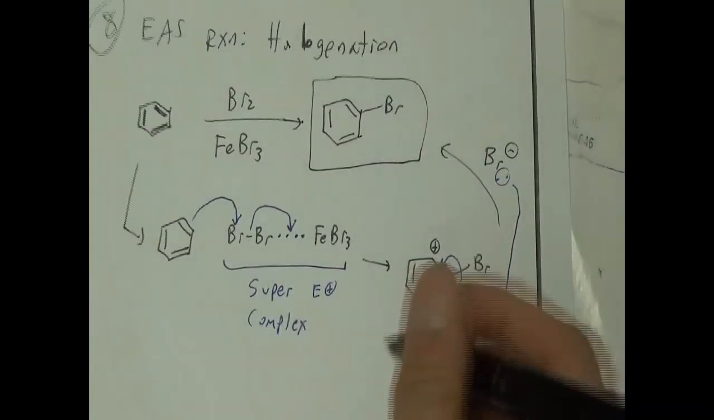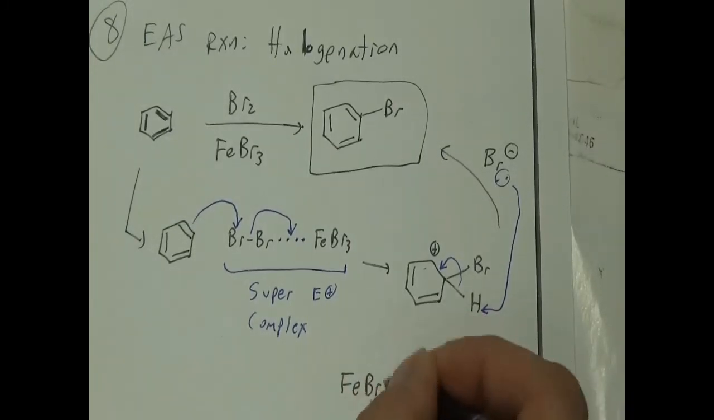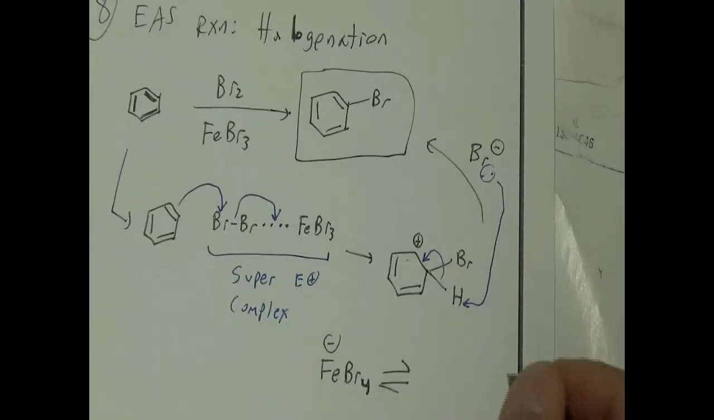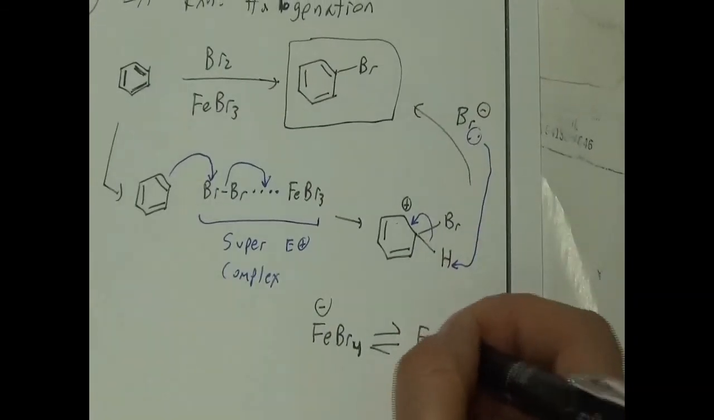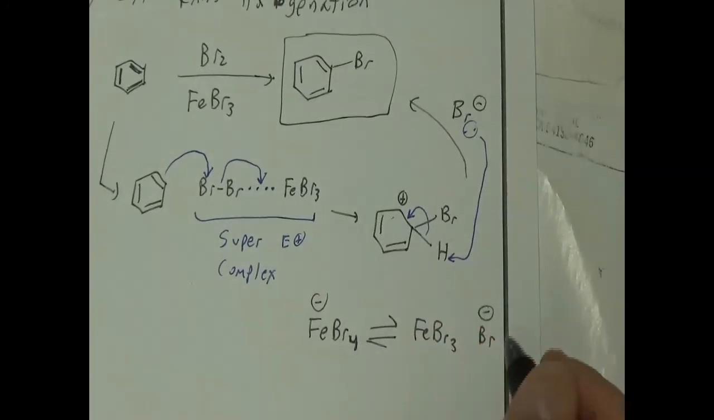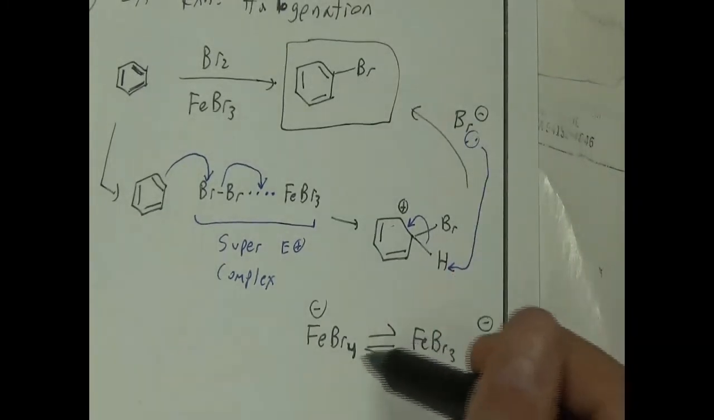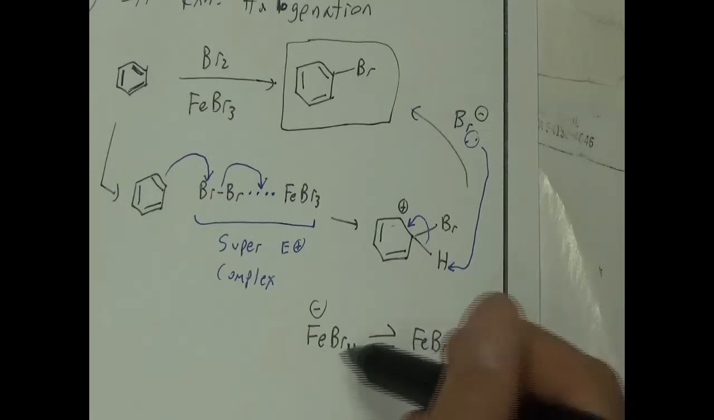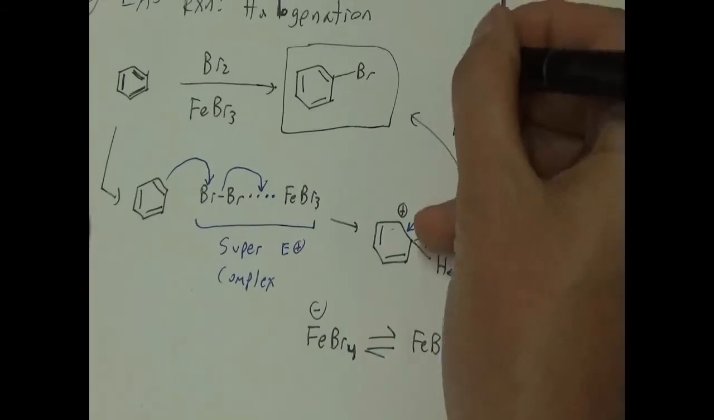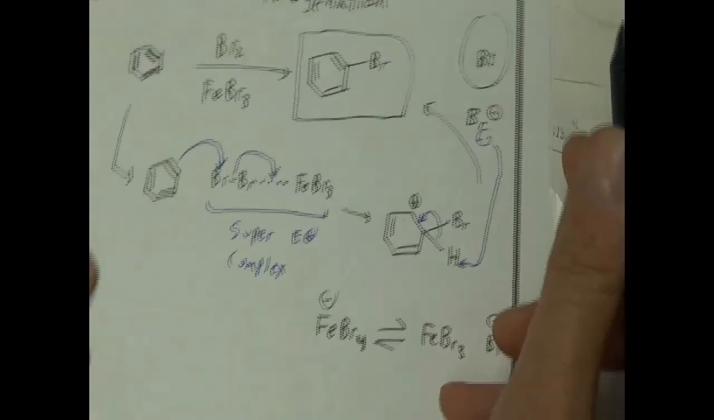There is another step that we could draw if we want, and it's not really that big of a deal. FeBr4 minus, right? Will kind of re-equilibrate with FeBr3 and Br minus. Of course that's probably where this Br minus is coming from, but we don't really care about drawing this equilibrium. We can just assume Br minus. Sometimes even just say B with dots. For a simple step like this, B with dots is a mild base, that's sufficient.